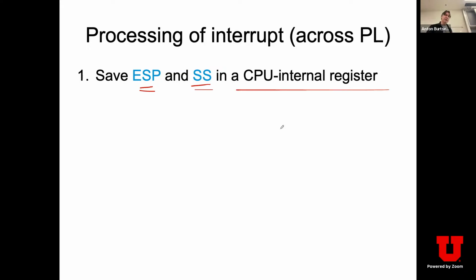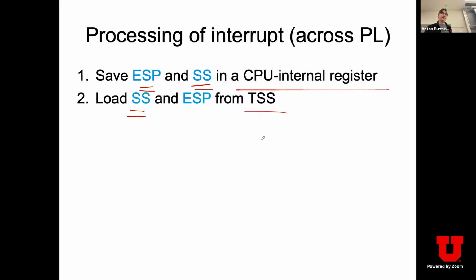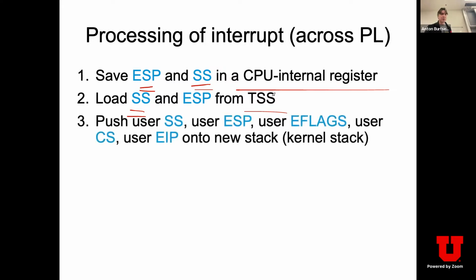So we first save them in a CPU internal register because we don't really know where the kernel stack is. Then we will load the kernel stack and a new stack segment from the TSS. And now we can start saving stuff on this new stack. So we will push these 5 registers.